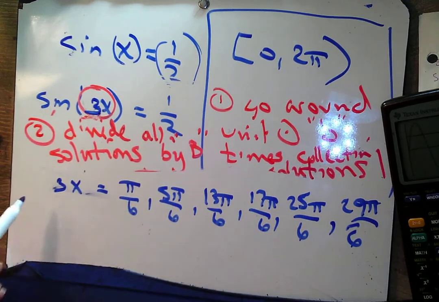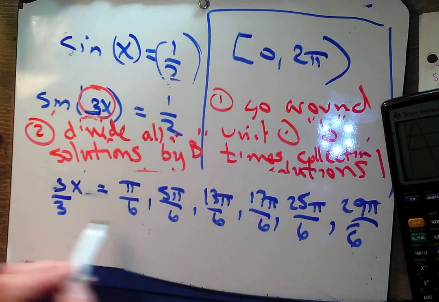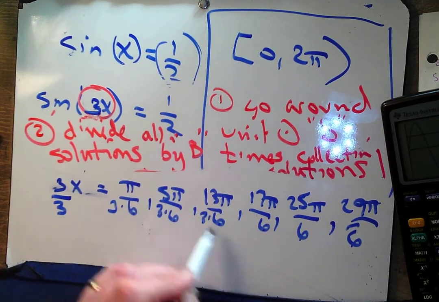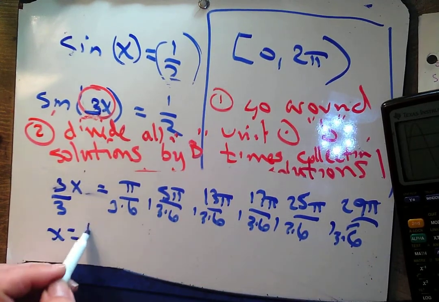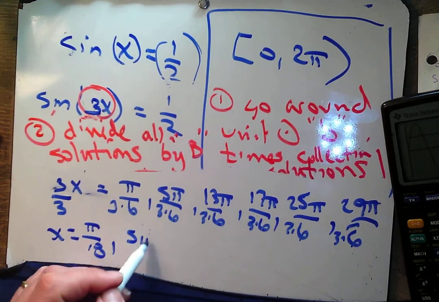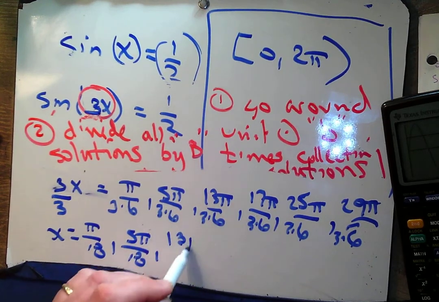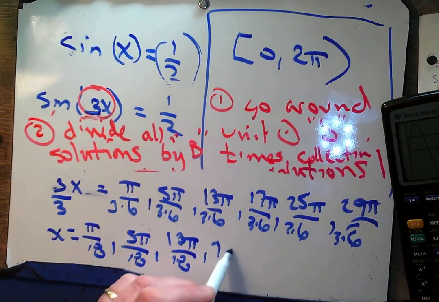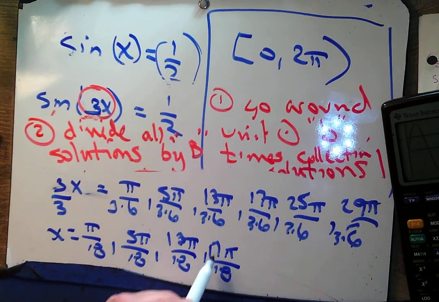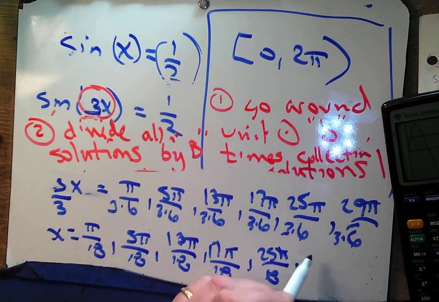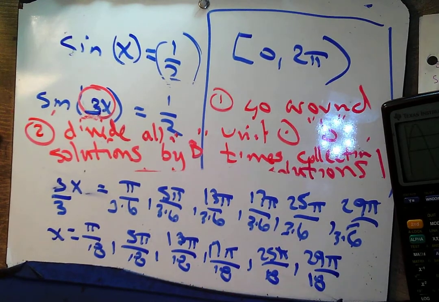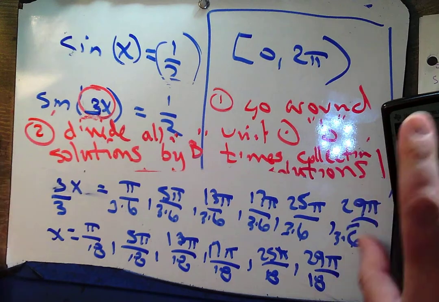All right, but that's what 3x equals, and we want to know what x equals, so we're going to divide everywhere by 3. So I get x equals pi over 18, 5 pi over 18, 13 pi over 18, 17 pi over 18. Oh my goodness, this is still less than halfway around the circle. We've got 17 pi over 18, 25 pi over 18, and 29 pi over 18. 36 pi over 18 would be 2 pi, and this is less than that. So these are my solutions.